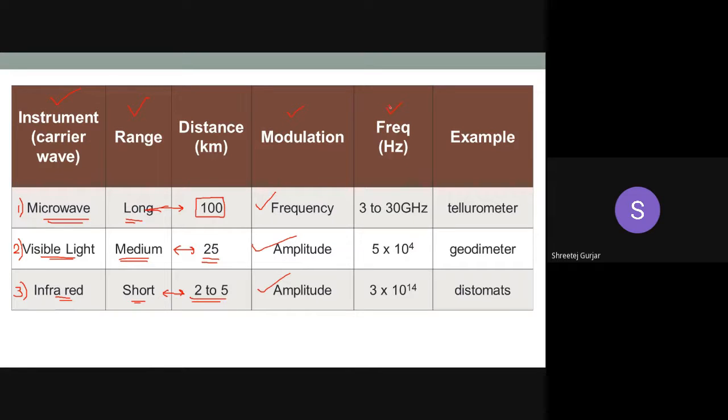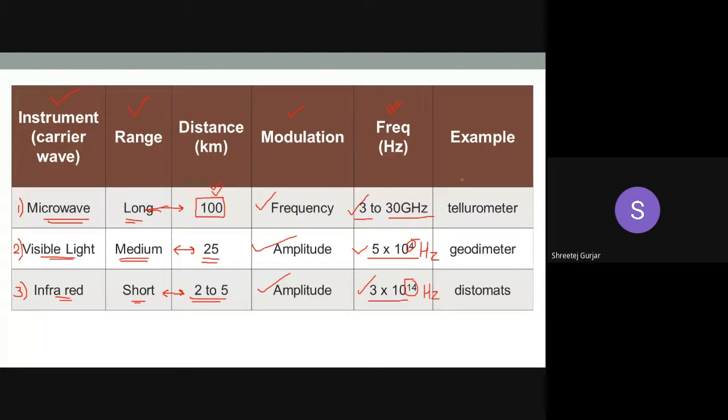Coming to the frequency at which these instruments work: microwave works at 3 to 30 gigahertz, visible light works at 5 into 10 power 4 hertz, and infrared works at 3 into 10 power 14. So the frequency is very high in infrared, 10 power 14. In visible light it is medium, whereas microwave uses a smaller frequency. Hence, it can cover larger distance. So frequency is inversely proportional to the distance or the range.